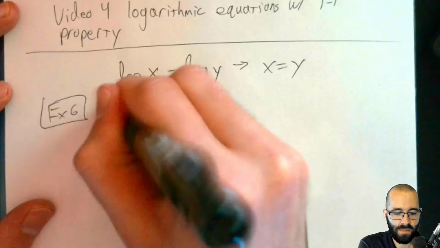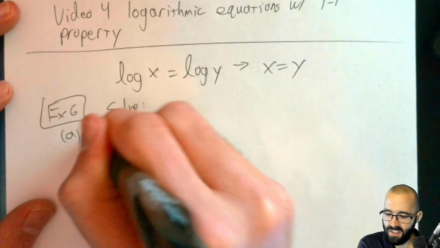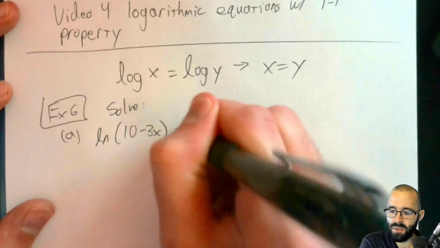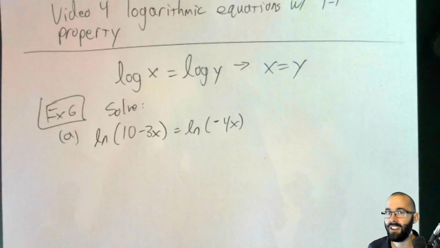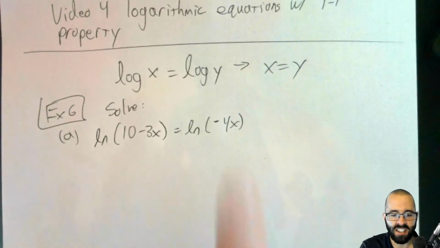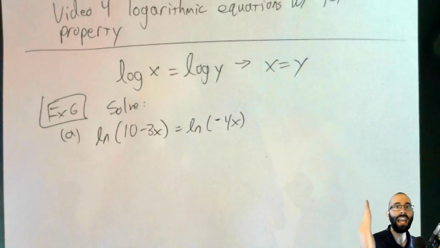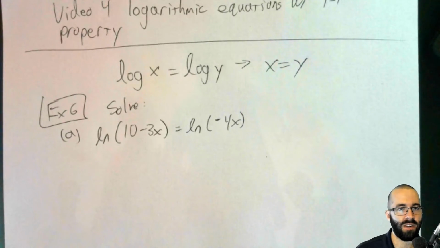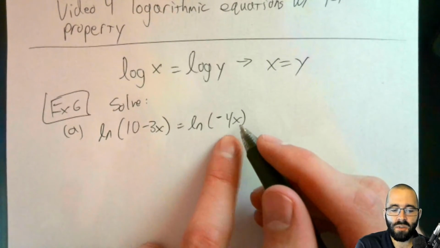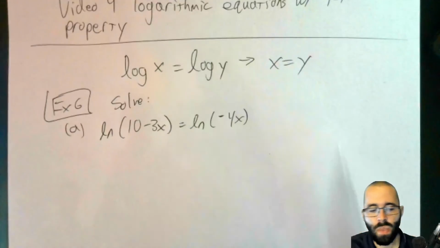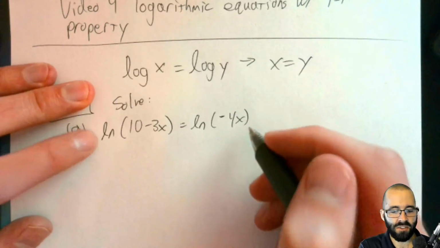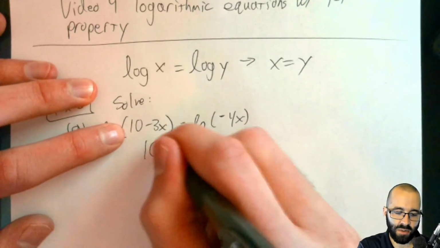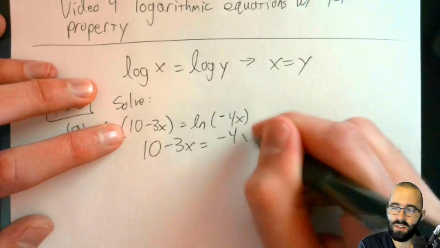Example 6. Solve the following. Part A is the natural log of 10 minus 3x is equal to the natural log of negative 4x. And be very careful. Hopefully your gut kind of clenches. You see the natural log of a negative. We can't take the natural log of a negative number. But don't worry, right? If x is negative, if x were negative 2, this is still the natural log of a positive number. So don't freak out. Not yet anyway. So when are these natural logs equal to each other? Well, when their insides are equal to each other, just like we started this section out.